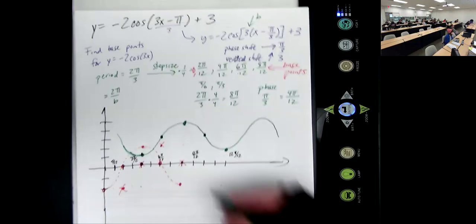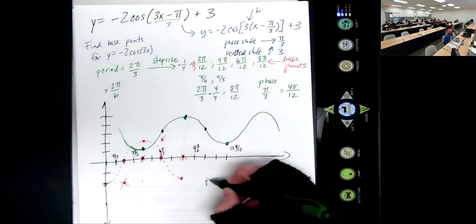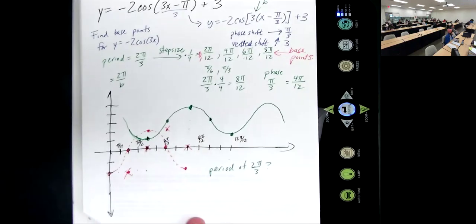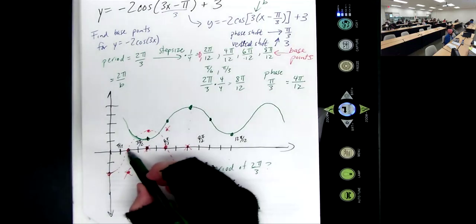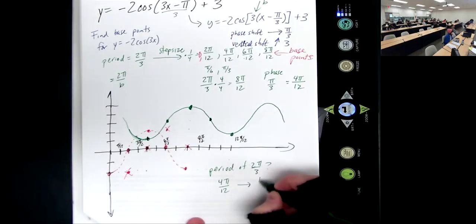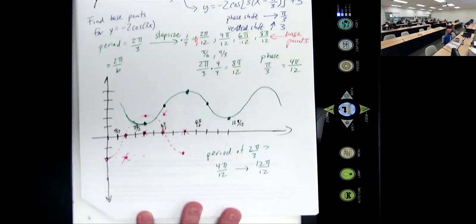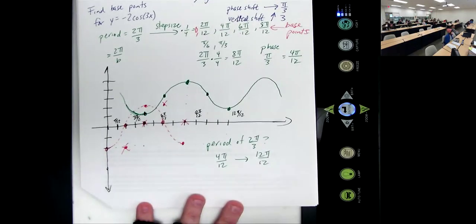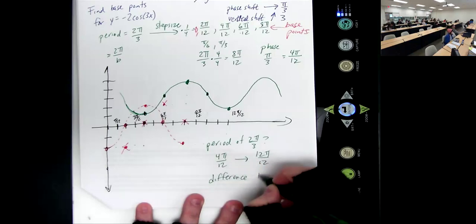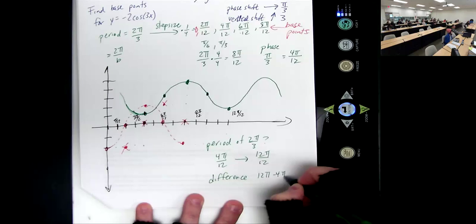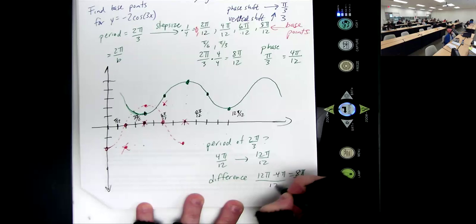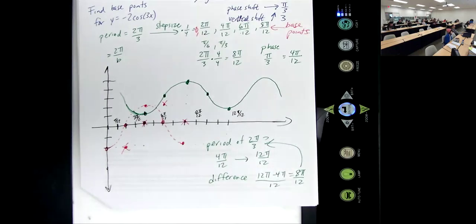Do I have a period of 2 pi/3? Right now, it's starting at 4 pi/12 and it ends at 12 pi/12. So if we do that difference thing where we subtract the top, 12 pi minus 4 pi is 8 pi/12. And if you reduce, you do get 2 pi/3.